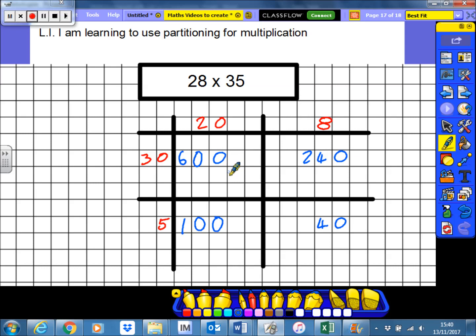Okay, so we've got the answers for each quadrant. Now all I need to do is add them together. So we've got 600 plus 240 plus 100 plus 40. All zeros there. 8 in this section, so it's 4 plus 4, 8. 6 plus 2 is 8, plus 1 is 9. 980 will be our answer to this calculation.